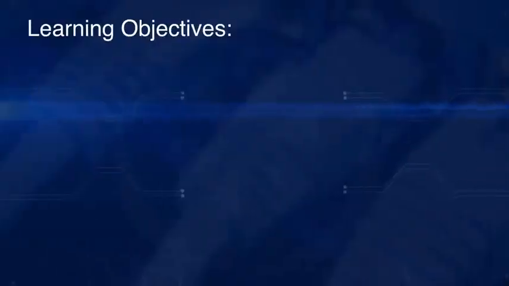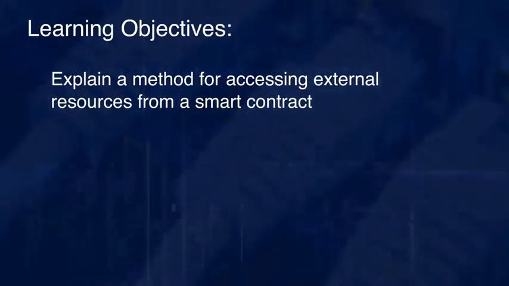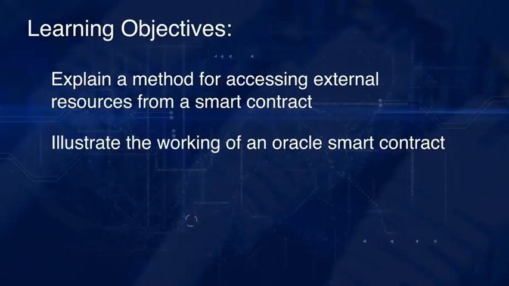Recall that a smart contract operates in a sandbox. It cannot call outside functions or link to an external resource. So how do you get access to an external resource? By using a special smart contract called usingOraclize. On completion of this lesson, you will be able to explain a method for accessing external resources from a smart contract and illustrate the working of the Oraclize smart contract.